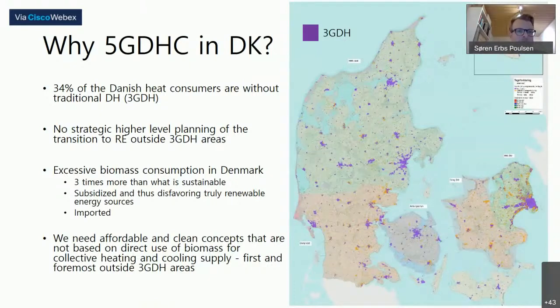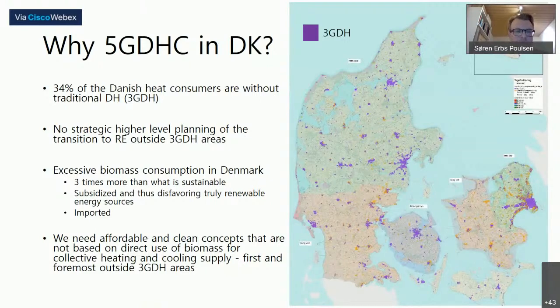There seems to be no strategic higher level planning of the transition to renewables outside the areas with traditional district heating. That's not very Danish at all, but that's how it is. So therefore, the green transition is moving very slowly in these areas.